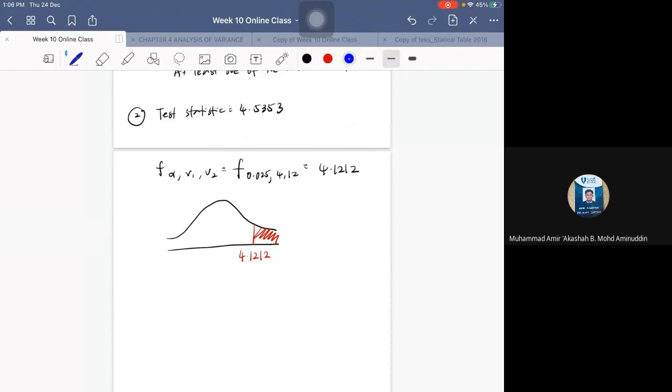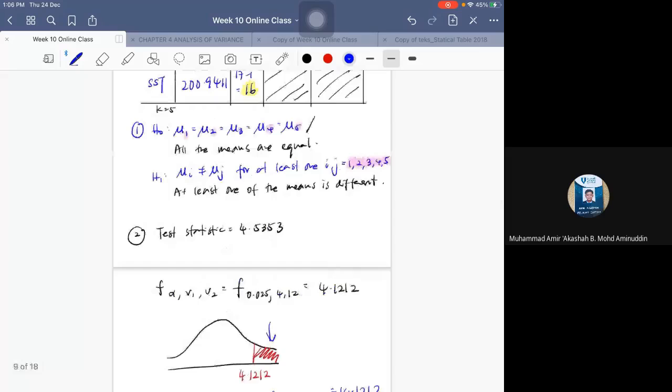Therefore, when I make a comparison, I can write that my test statistic value, my F test value, is going to equal 4.5353. That is actually greater than F 0.025 for 12, which equals 4.1212. Therefore, it's going to fall into this region, which is the rejection region. So we are going to reject H null. What does it mean if we reject H null? It means that H null is wrong, so we're going to take the alternative: at least one of the means is different.